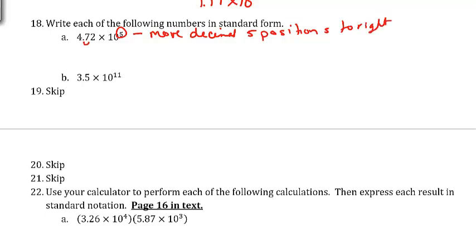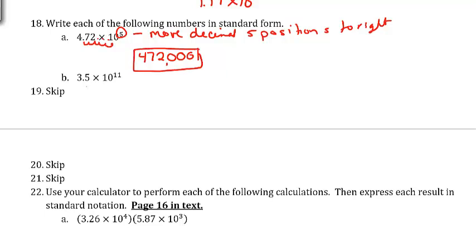Okay, so here's 1, 2, and then we need 3, 4, 5. So I need to tack on an extra 3 zeros. So 4, 7, 2, and 3 more zeros. And so that moved our decimal point 5 positions.